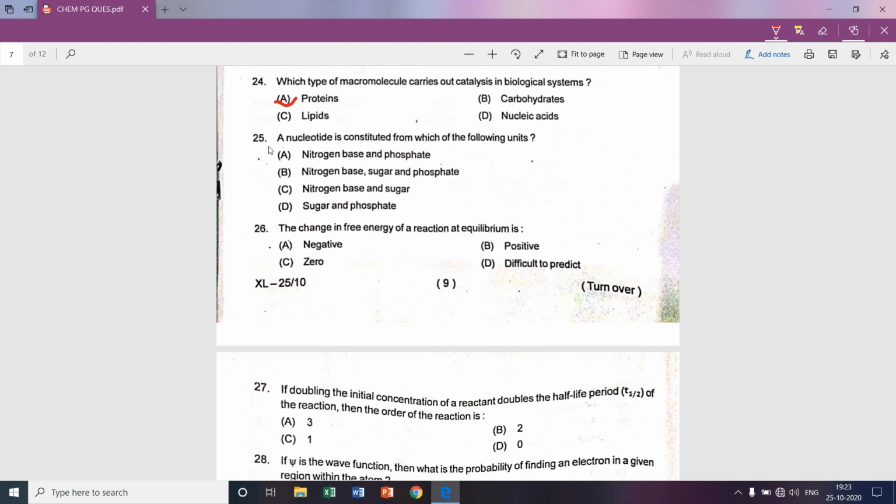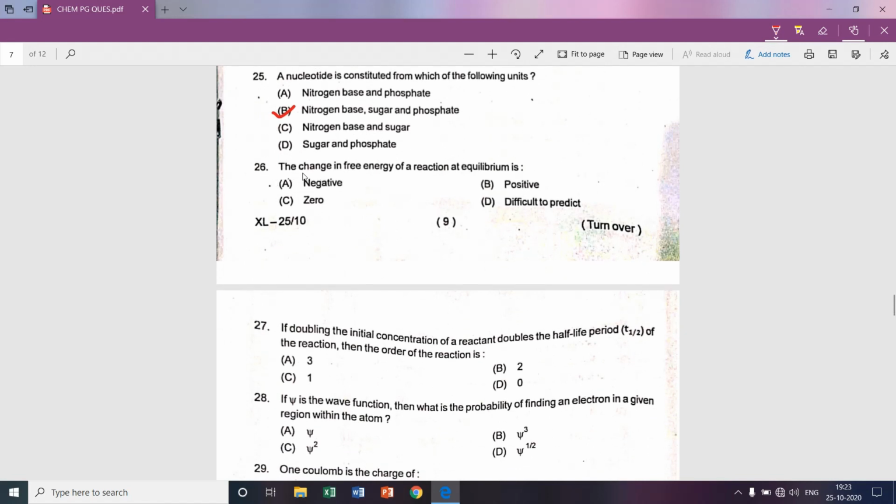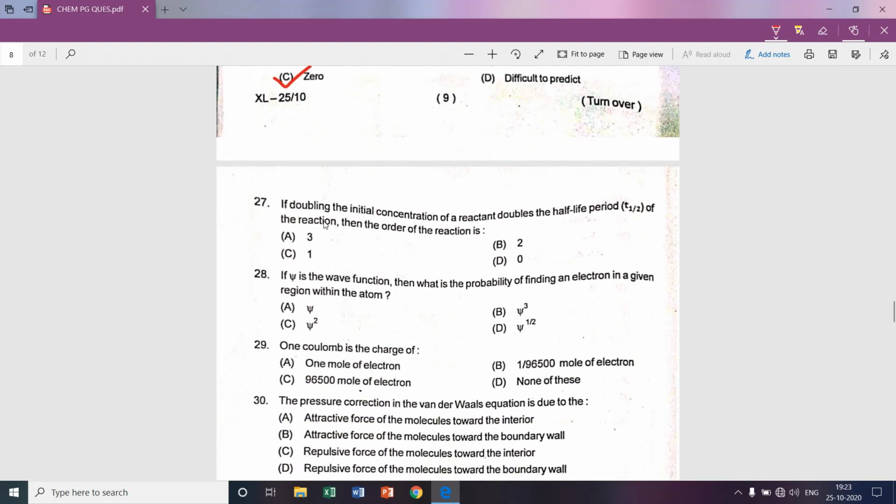Then 25. A nucleotide is constituted from which of the following units? It is also a very easy question. The answer is option B, that is nitrogen base, sugar and a phosphate. Then question 26. The change in free energy of a reaction at equilibrium is 0. It is also a very easy question. It is a +2 based question.